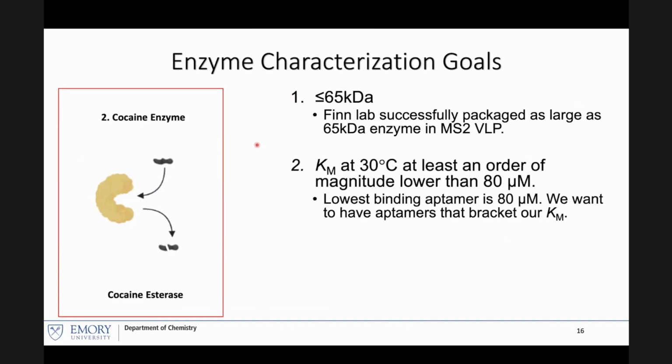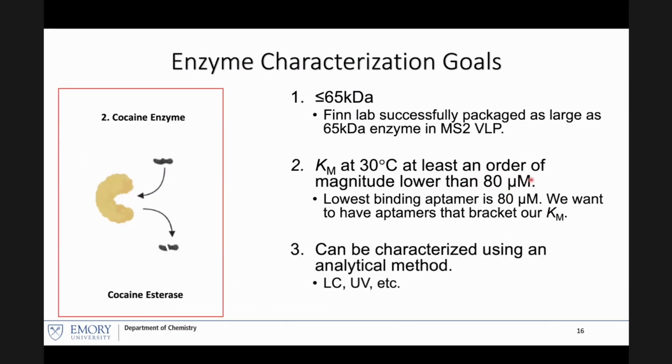We also wanted a Km at 30 degrees Celsius at least an order of magnitude lower than 80 micromolar, because this was our lowest binding aptamer. And we wanted to have aptamers that bracket that Km, right? And I'm going to tell you right now, we struggled to get anything worse than 80 micromolar without completely obliterating the aptamer binding. So we were kind of stuck at this being our highest point here.